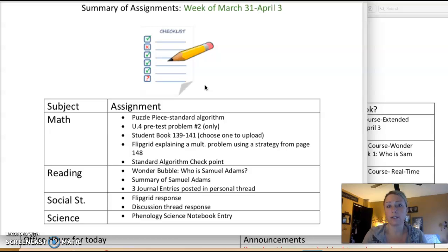It's not just Schoology, it's Schoology or Flipgrid for this week. So make sure you go through this checklist and see, have I turned each one of these items in? These are all things that are going to be graded.